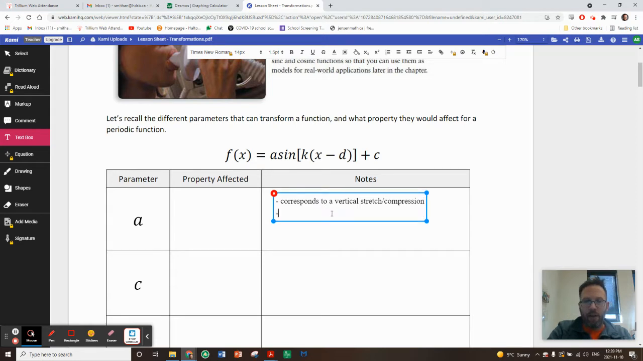And I'll add a second note here. If a is negative, there is a reflection in the x-axis, a vertical reflection there.